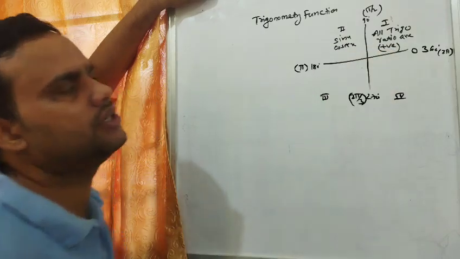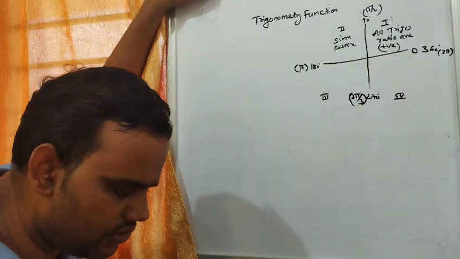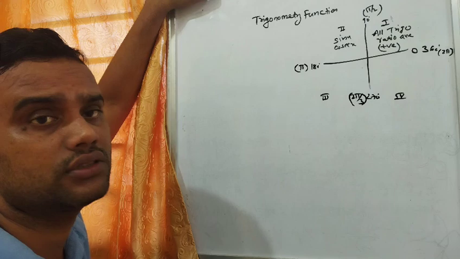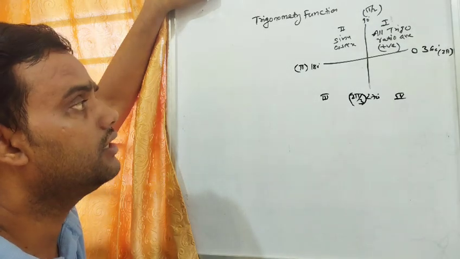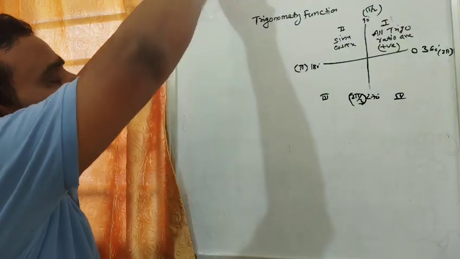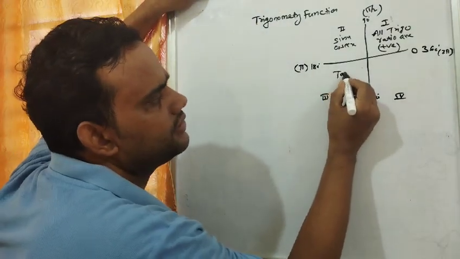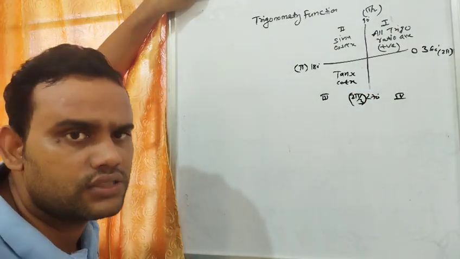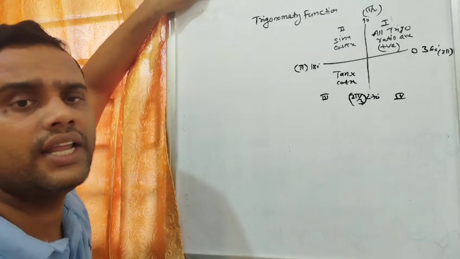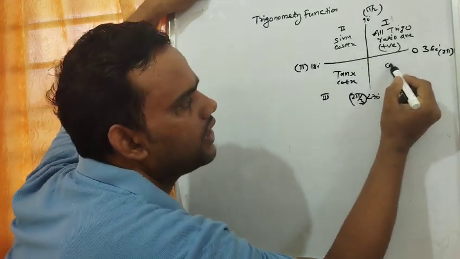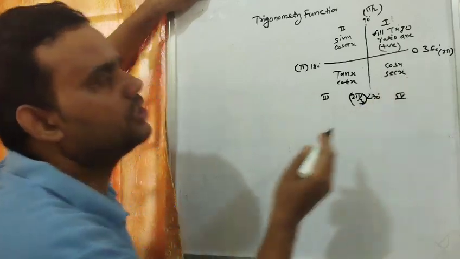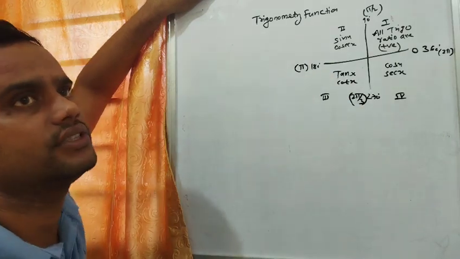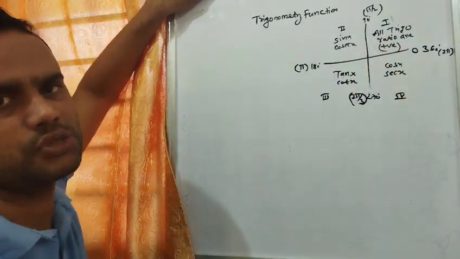Next, in the second quadrant, sin x and cosec x are positive. And cos, tan, cot, and sec are negative. In the third quadrant, tan x and cot x are positive. Sin x, cos x, sec x, and cosec x all are negative. And the last, fourth quadrant, cos and sec are positive. Others are negative.